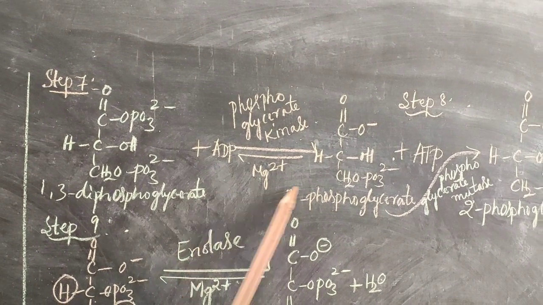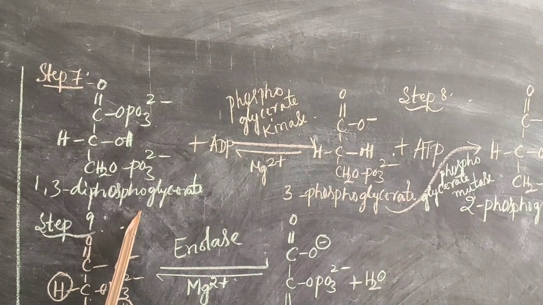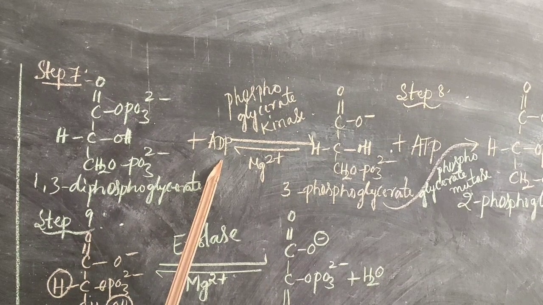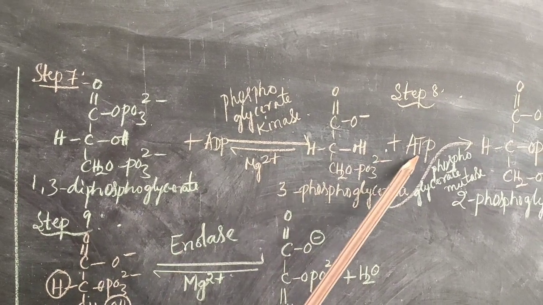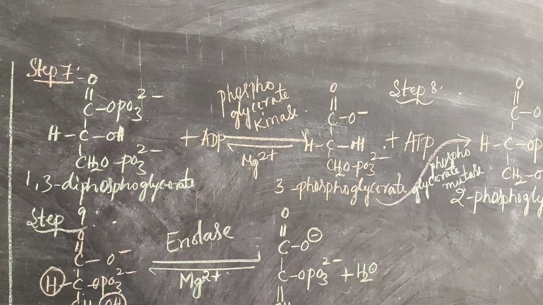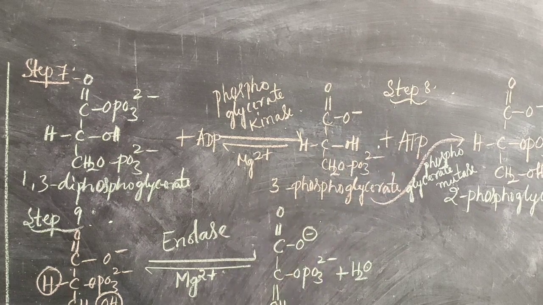Substrate level phosphorylation is the production of an ATP molecule by the direct transfer of the phosphate group from a high energy compound to ADP. So substrate level phosphorylation is a step where ATP is produced.